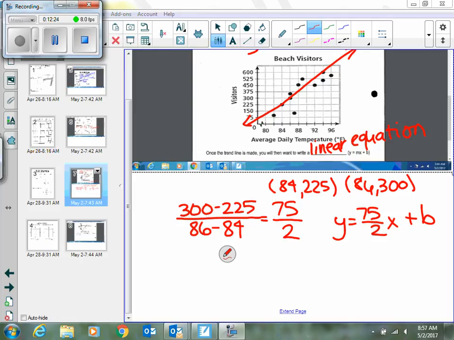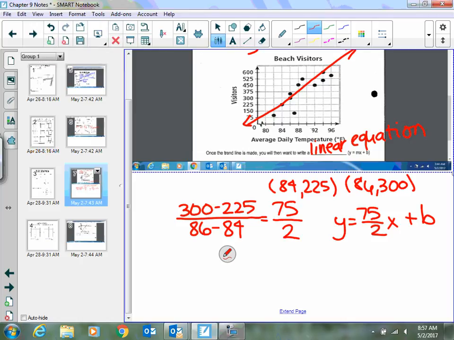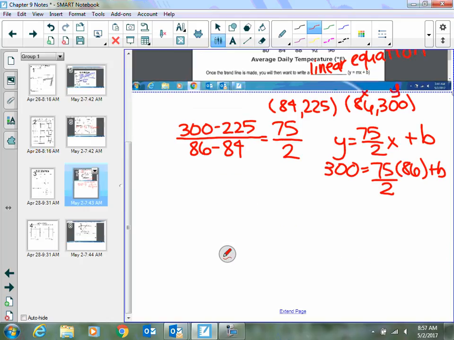All you have to do is plug in a point. So you can plug in either this point or this point. It doesn't matter. I'm going to plug in the second point. So x, y. So y is 300. The slope is 75 over 2. We've done this before. Times 86 plus b. You have to have a y-intercept. You can't really read it on the graph, so you've got to calculate it. Everybody with me? So this is 86 over 1.